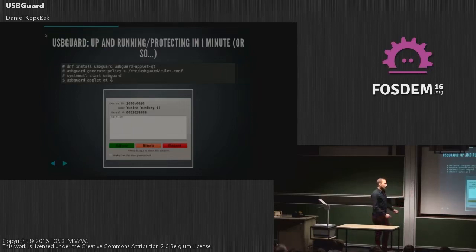You can also reject the device. That means that the device node will be also removed from the system. Like the kernel won't know about it anymore. You have to disconnect the device and connect it again.